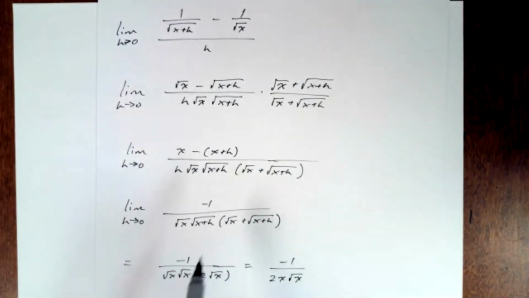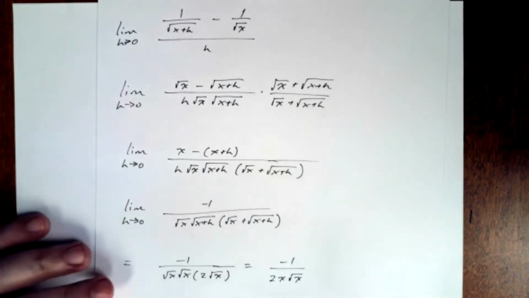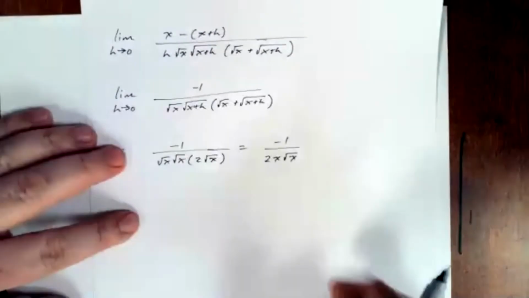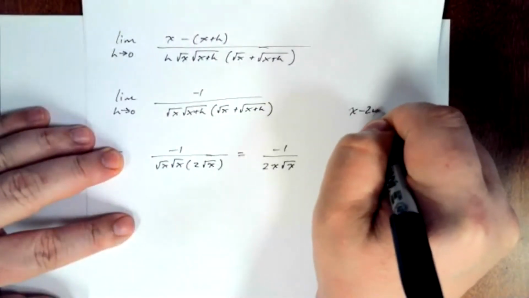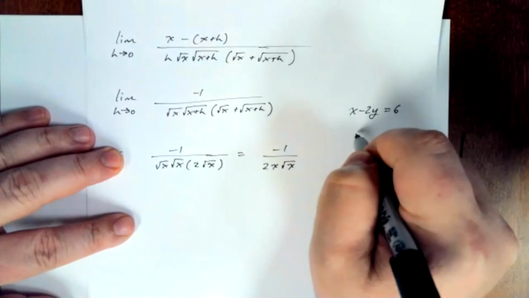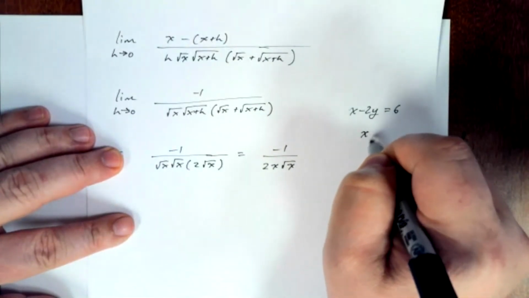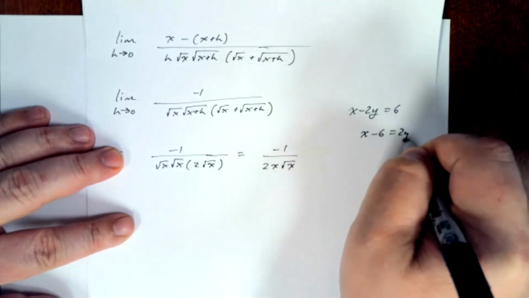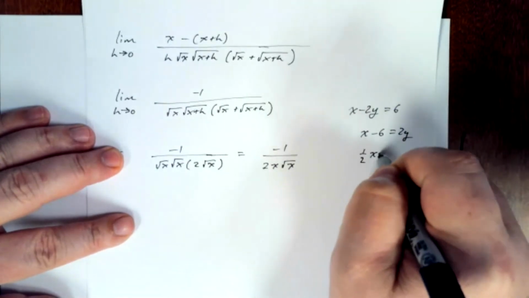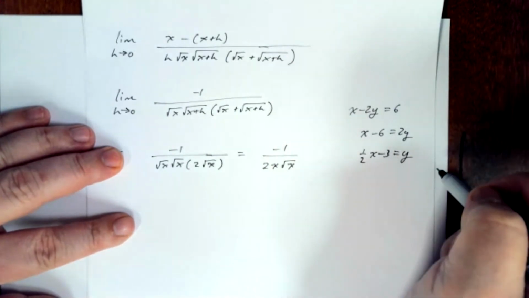And I get the square root of x times the square root of x, the square root of x plus the square root of x. Square root of x times the square root of x is x. And so I get -1/2 x square roots of x. And this is supposed to equal the slope of that line, x minus 2y is equal to 6. And you wind up with x minus 6 is equal to 2y. 1/2 x minus 3 is equal to y.